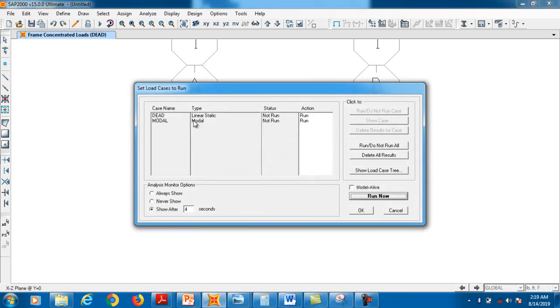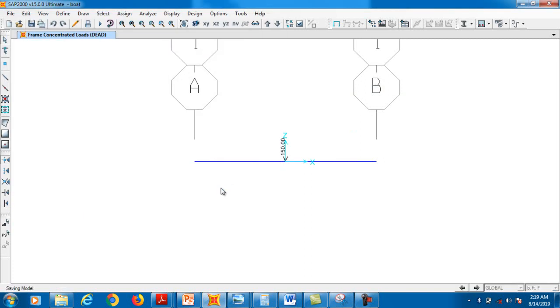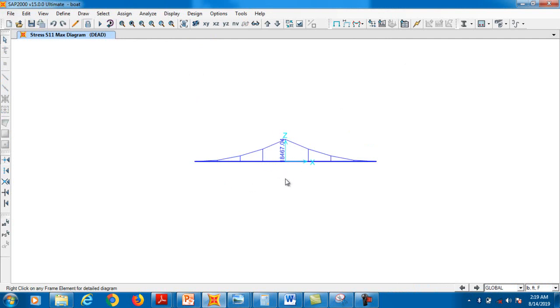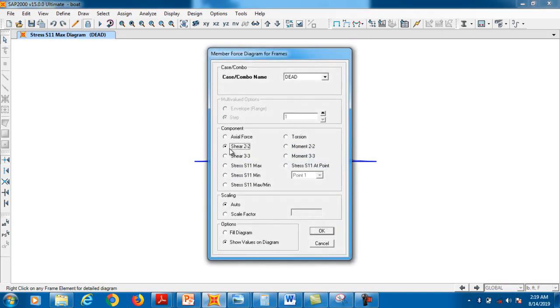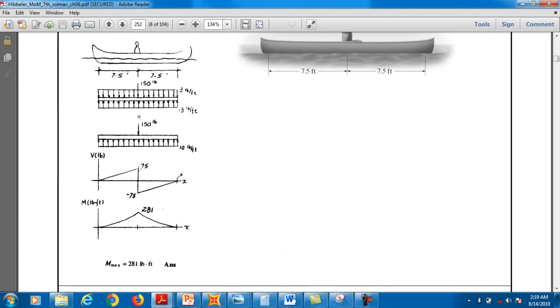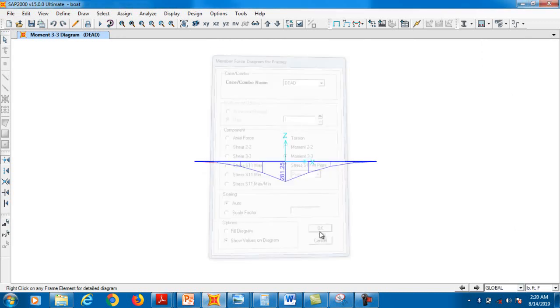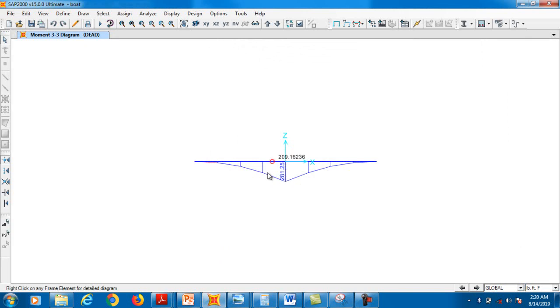Let's see, we will analyze the structure. Model, do not run. Clear? Run now, and save. Okay, this is the bending moment diagram. First of all, we check the shear force and bending moment diagram. Shear force, so let's see, this is 75, this is 75, and the maximum force is 281 pound. So 75 pound and 75 pound, the shear force diagram is okay. And let's see the moment diagram. This is the moment diagram, 281. Okay, 281. So this is also okay.